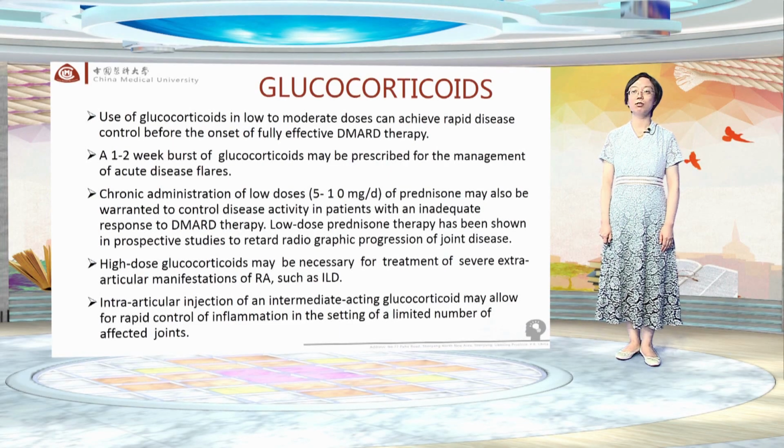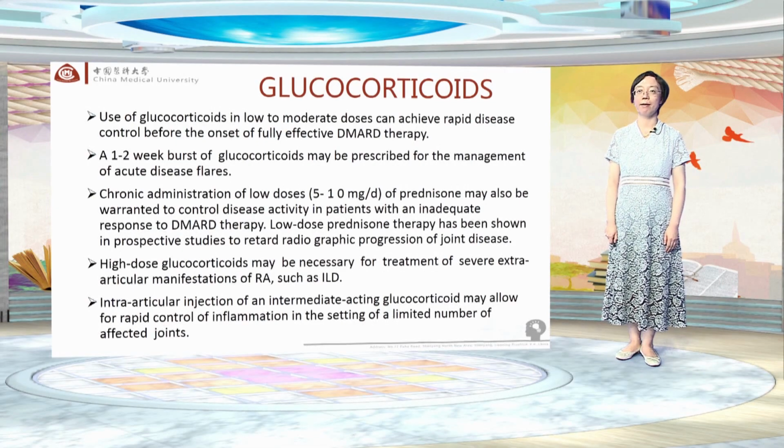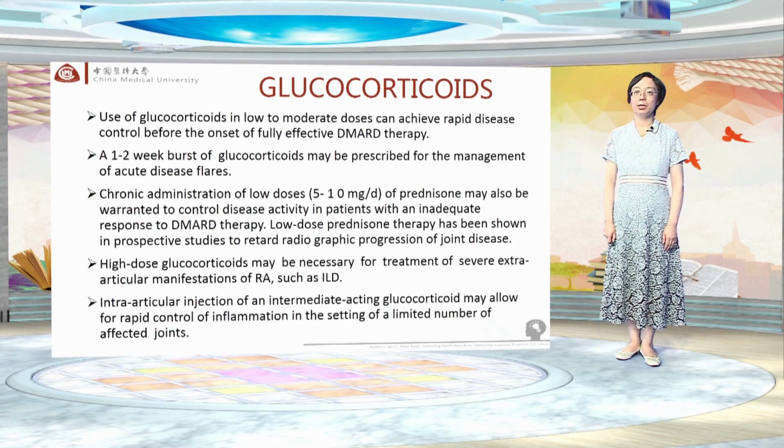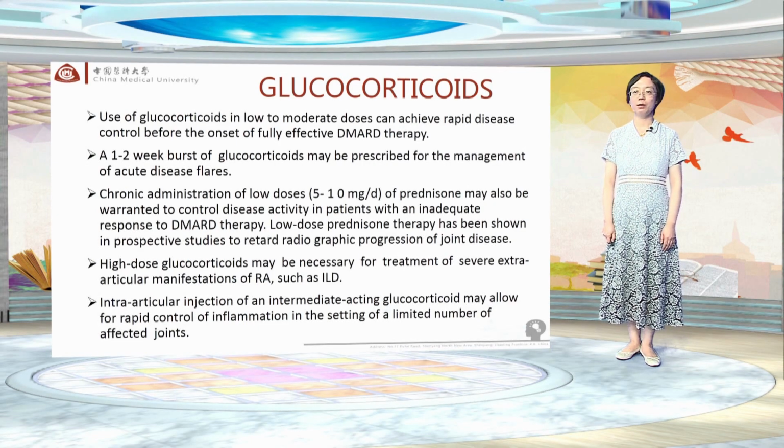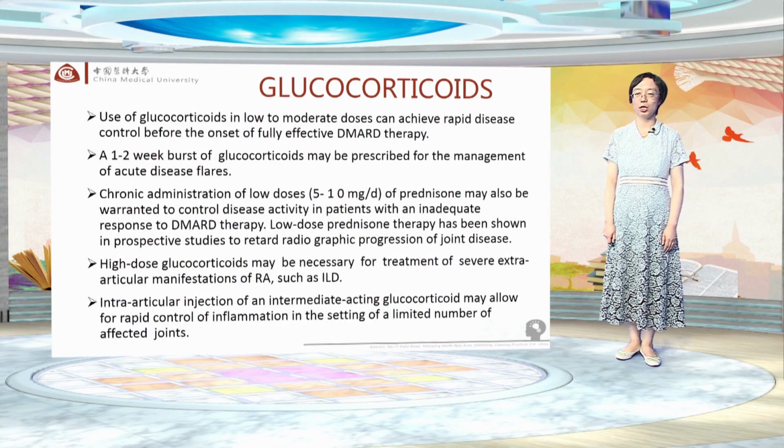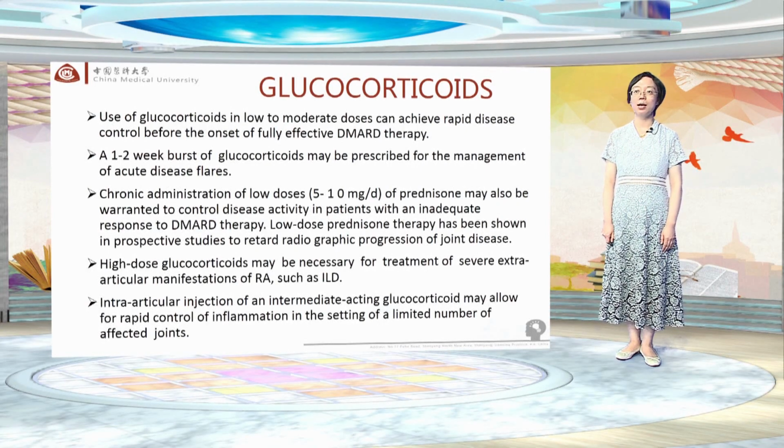Glucocorticoids may serve in several ways to control disease activity in RA. The first, they may be administered in low to moderate doses to achieve rapid disease control before the onset of fully effective DMARD therapy. The second, a 1 to 2 week burst of glucocorticoids may be prescribed for the management of acute disease flares. The third, chronic administration of low doses may also be warranted to control disease activity in patients with an adequate response to DMARD therapy.